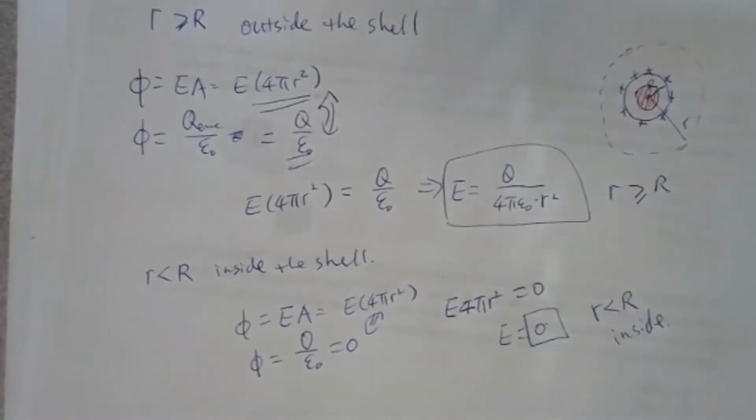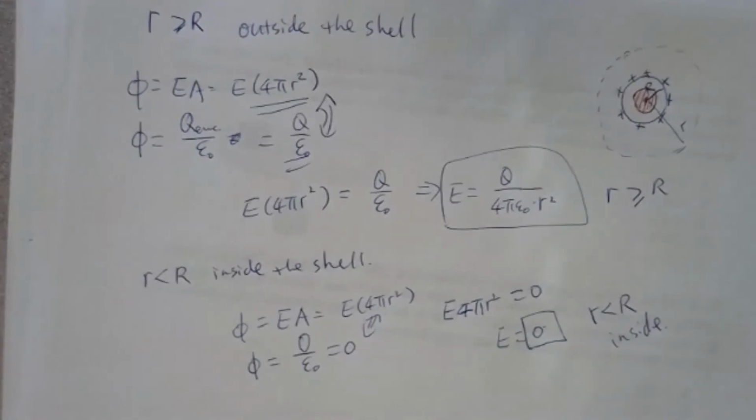And if you plot it this time, inside the shell your E field is equal to 0. If you're outside the shell, it's like 1 over r squared decay, like this, 1 over r squared.